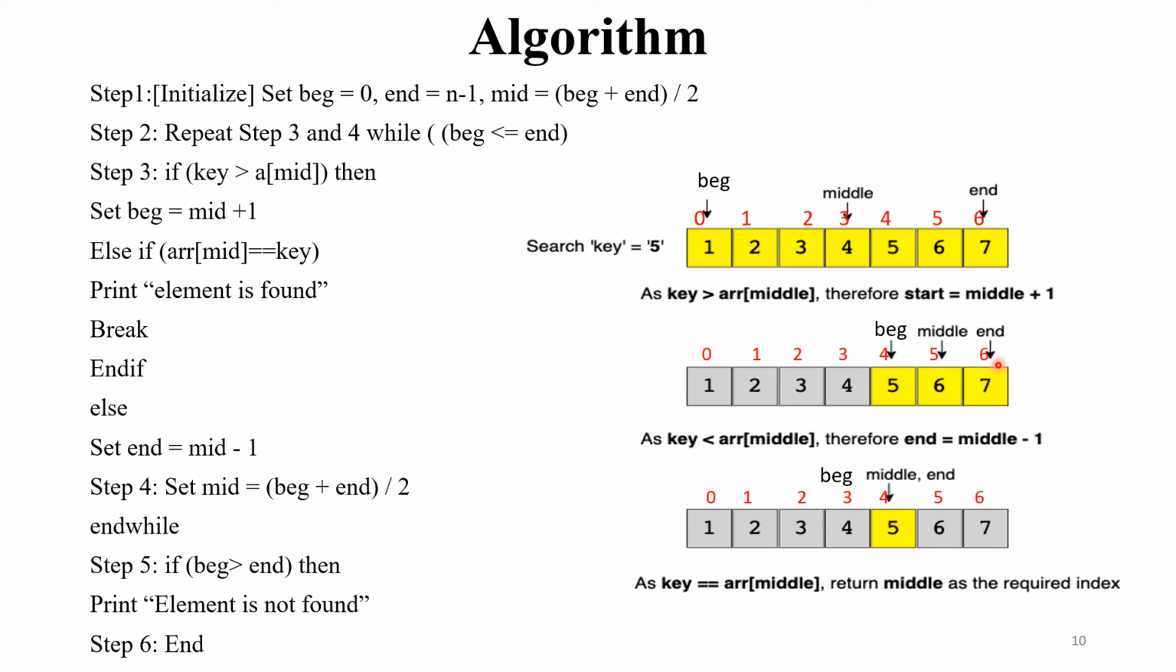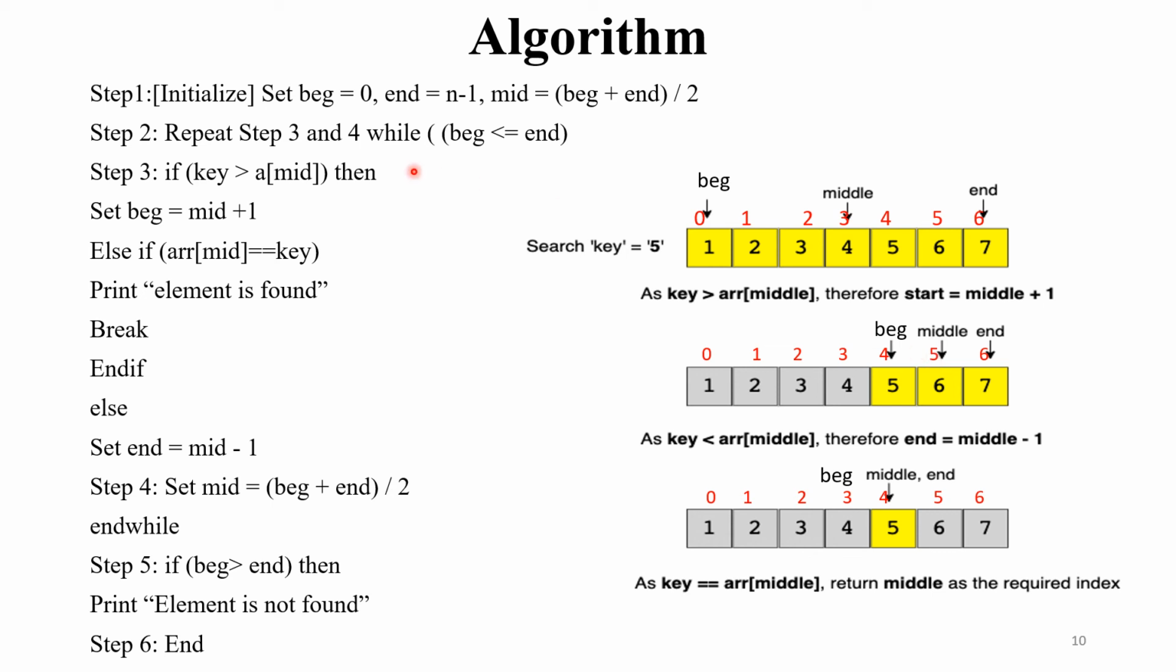Okay, now find the middle element. So mid is equal to beginning plus end, divided by 2. Beginning is 4 and end is 6. So 4 plus 6 is 10, and 10 divided by 2 is 5. Now this is our middle element and 5 is our middle index. So here we will repeat this procedure.